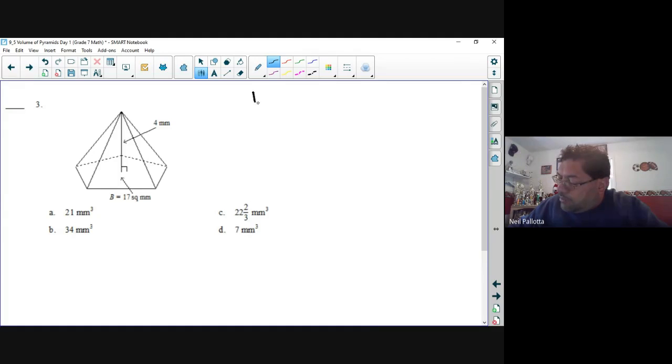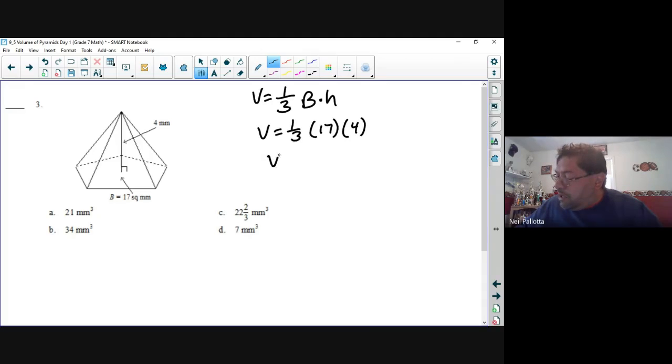Here's our next example. Once again, we see a pyramid, so I know the volume is going to be 1/3 base area times the height. So my volume is going to be, let's see what we have here. It's going to be 1/3. My base area here is going to be 17. My height here is going to be 4. All right, so with my calculator, I'm going to do 17 times 4. Then I'm going to divide that by 3. And I wind up with 22.6, right?